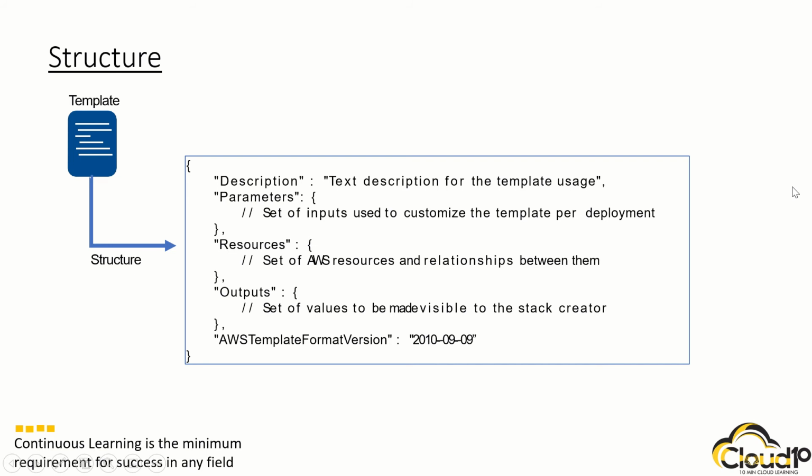If you see the structure of a template, it is very simple. There are four main sections, as you can see on this screen. We have description, which describes what this template is for. We have parameters, we have resources, and we have outputs, right? So these are the four main sections. Apart from that, you also have some additional sections that you can include. So let's understand these sections in a little more detail.